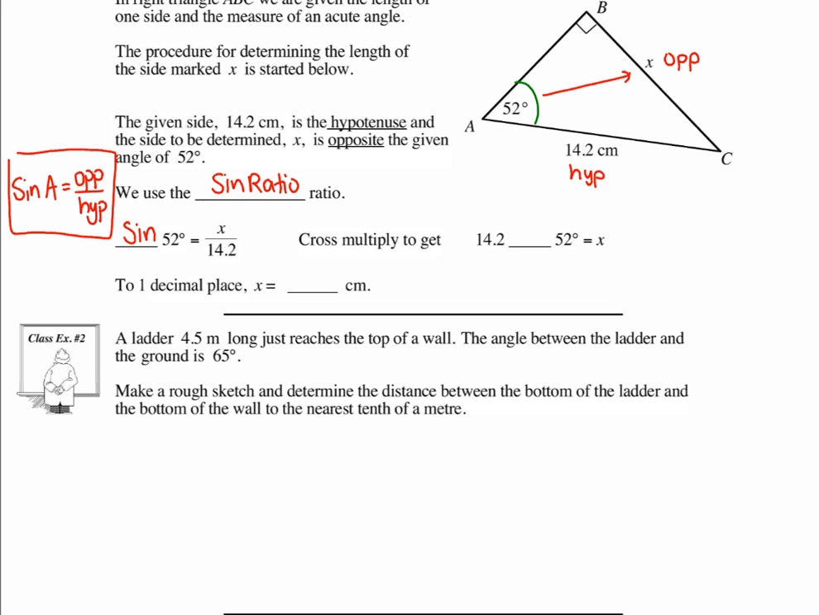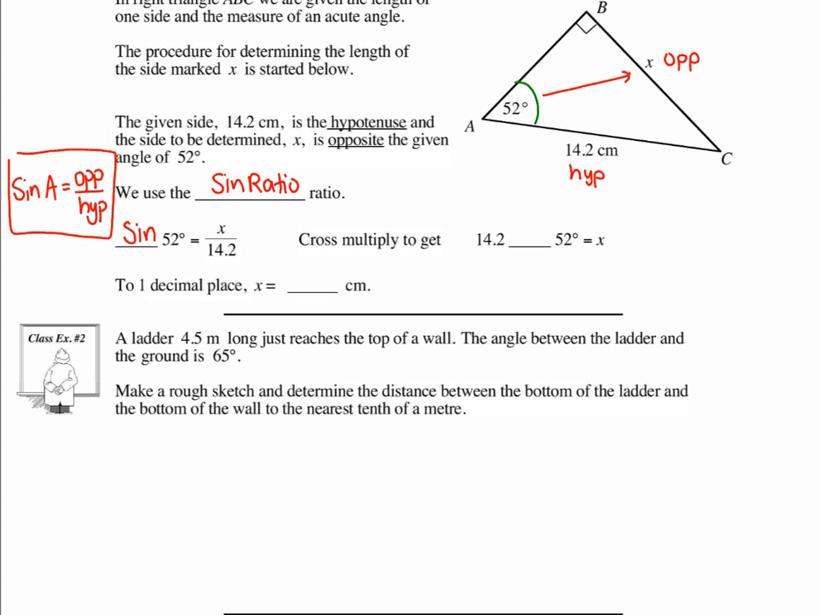Okay, so sine of 52, the sine of my angle, sine of 52 degrees equals the opposite over hypotenuse. We said opposite is x, hypotenuse is 14.2. So from there, we're just going to isolate the formula. We're going to isolate x.